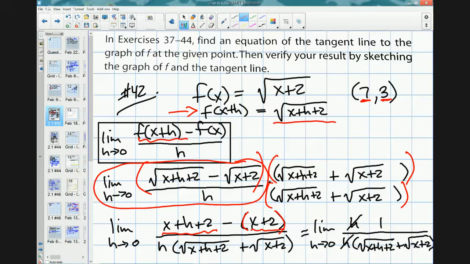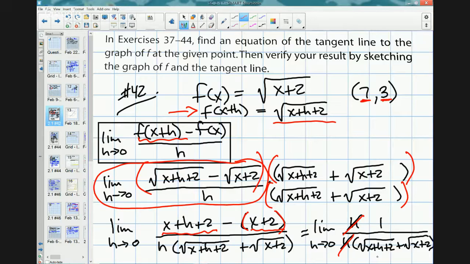And then, just like yesterday, what? x minus x is going to be gone. 2 minus 2 gone, and all we have left on the top is an h. And on the bottom we have a mess, but at least what? That h over here cancels. And can we take the limit now?